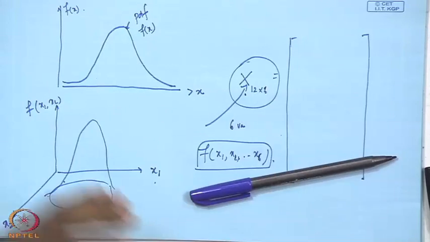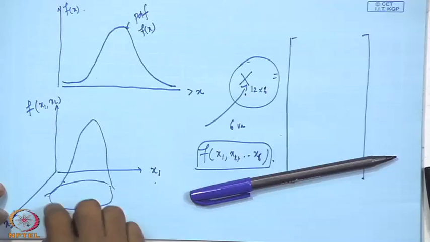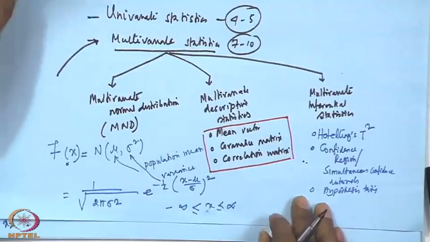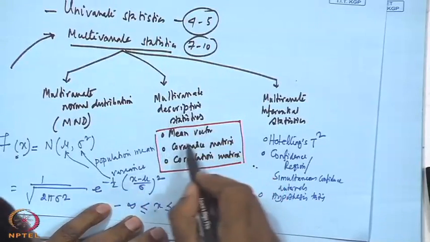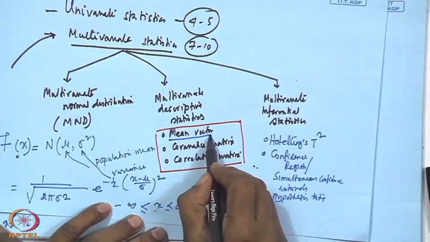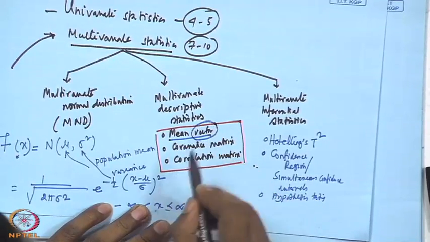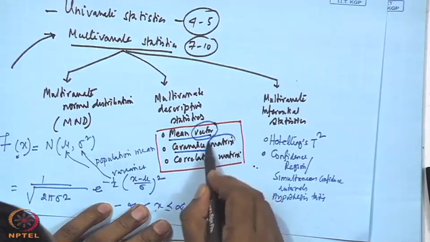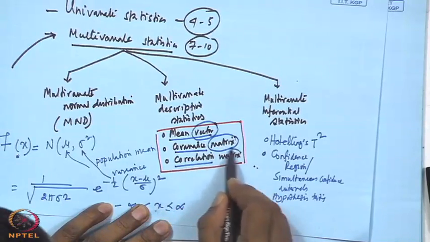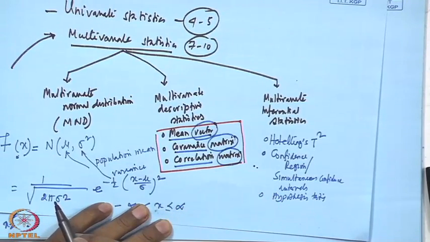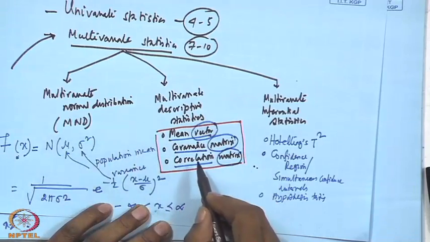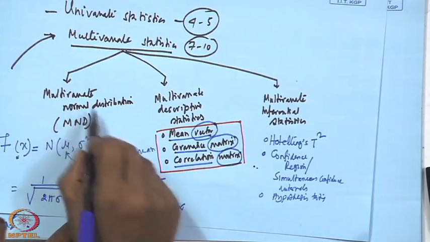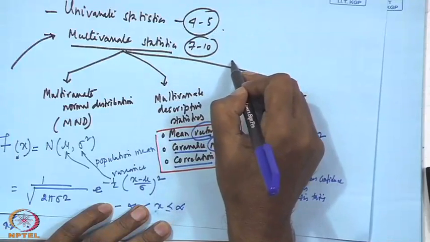You cannot work now in the scalar domain like the univariate case, we have to go to the matrix domain, and as a result you will see that I have written a few things under multivariate descriptive statistics. One is the mean vector, which is coming into consideration. The second one is the covariance matrix, the third one is the correlation matrix. Okay. So, we will be discussing this after univariate statistics.